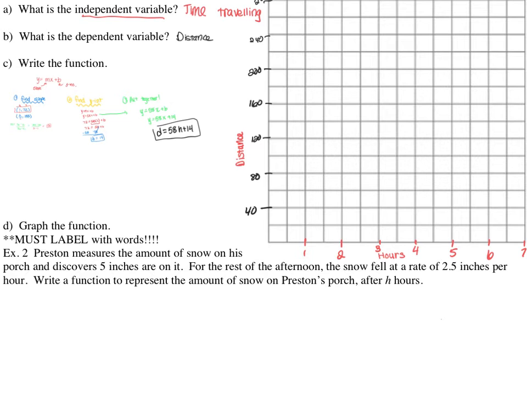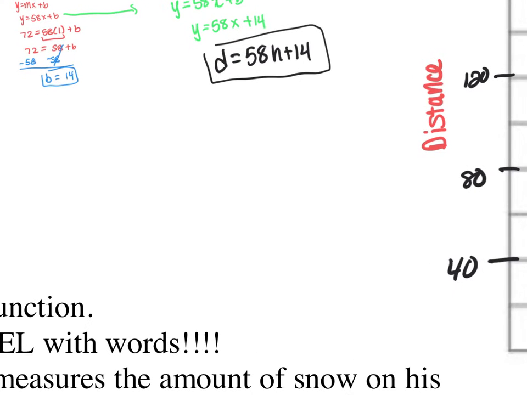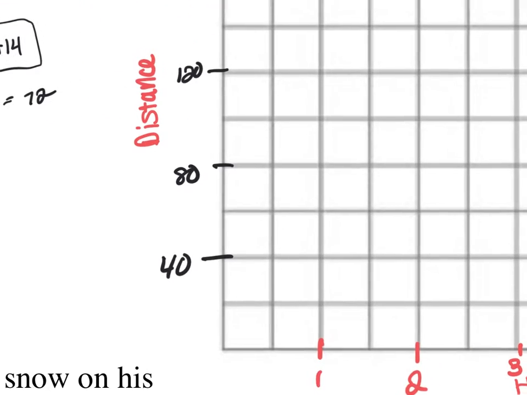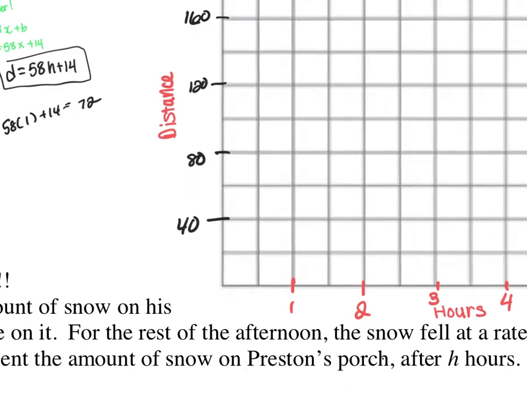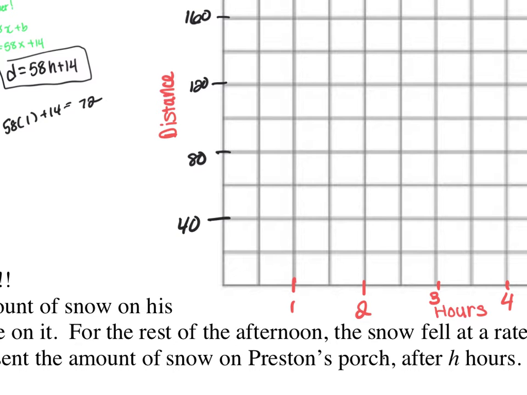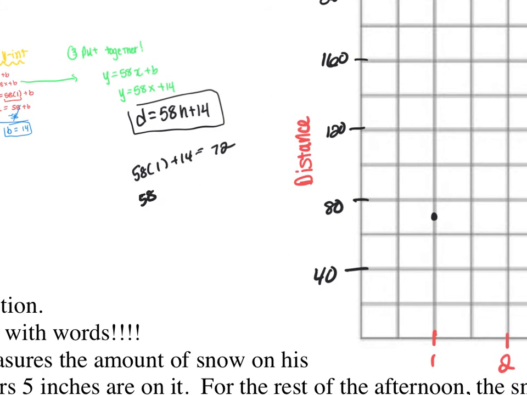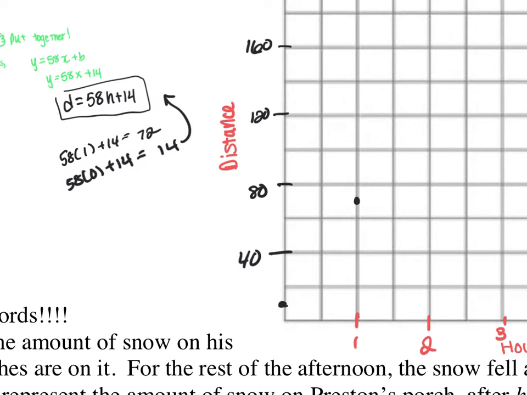So at x equals 1, I'm just going to type these into my calculator. Like 58 times 1 plus 14. I get 72. And you can use the table feature on Desmos. So I'm going to go up to 72. At 1, I get 72. So that's around here. At x equals 0, I get 14, which makes sense because that's my y-intercept. So that'll be around here.